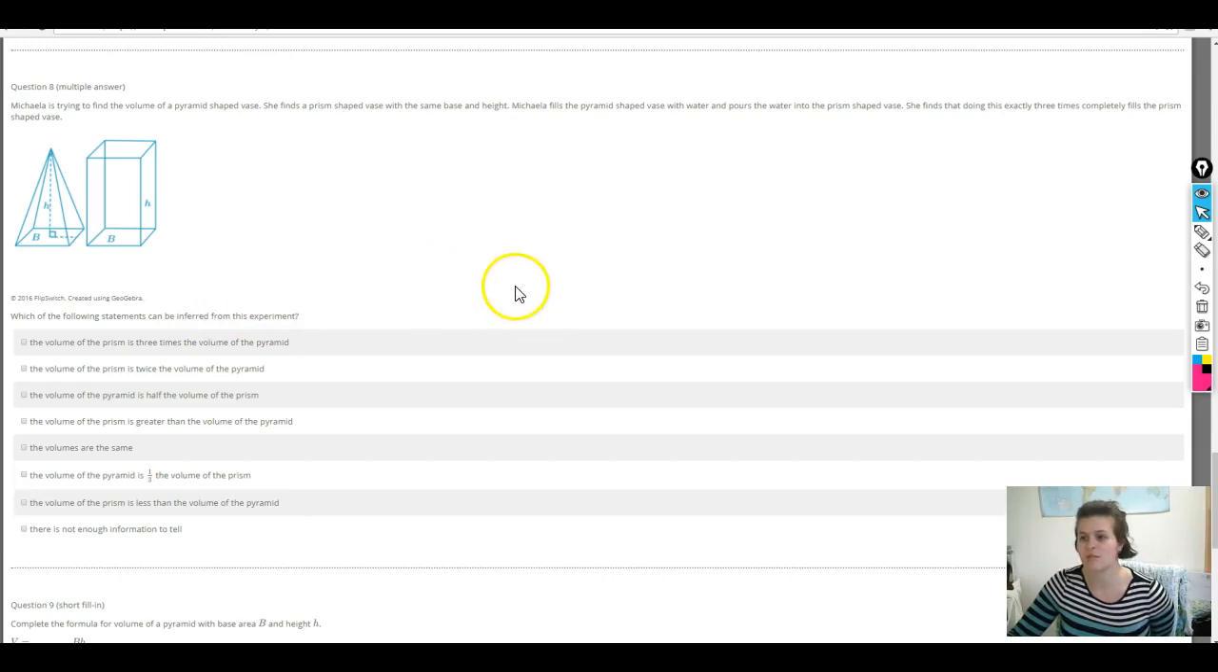So inferred means implied, or come to a conclusion of based on this experiment. So the experiment was that she took the pyramid-shaped vase, this one, and filled it 3 times in order to fill our prism-shaped vase. So what's the relationship between the pyramid-shaped vase and the prism? Well, it takes 3 of our pyramids to fill the volume of a prism. So the volume of the prism is 3 times the volume of the pyramid.